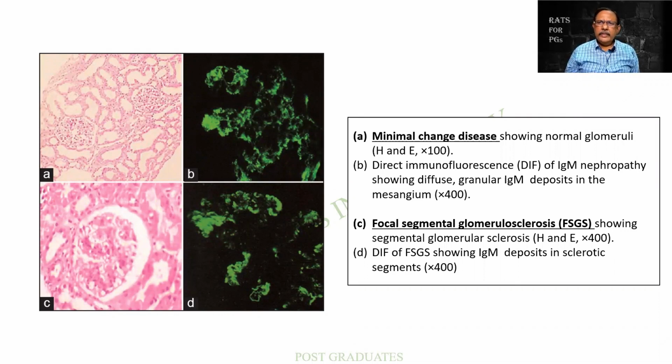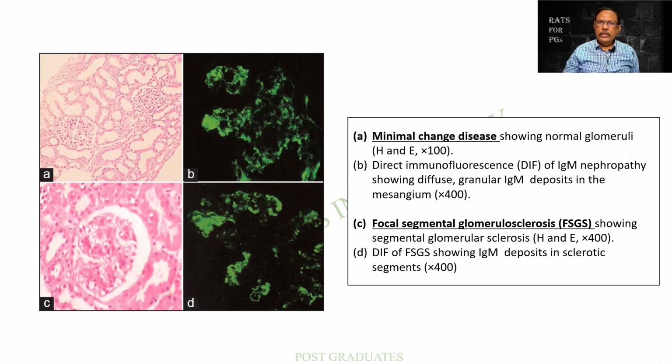Coming to the applications, immunofluorescence can be used: 1. in renal biopsies, 2. in cutaneous lesions, 3. in microbiology for identifying the organisms, 4. in neoplasia, and 5. for analyzing the DNA and RNA. So these are the general areas of usage.